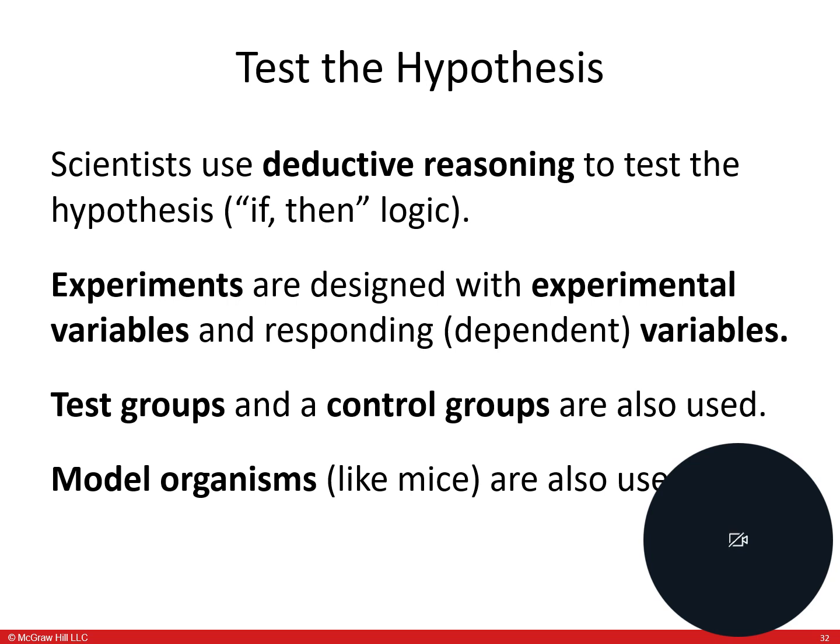If this happens, then I think this is what's going to be the outcome. So experiments are designed with variables that we can manipulate in order to determine, one, if the hypothesis is in fact true, and two, if it's not true, why isn't it true, right? What is the real thing that happens, right? So experiments are designed with experimental variables and dependent variables.